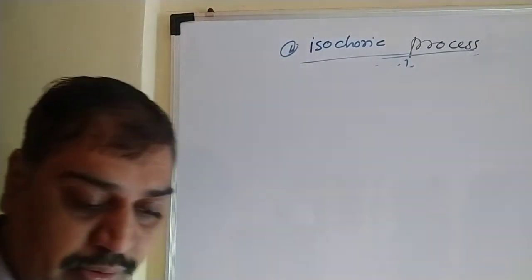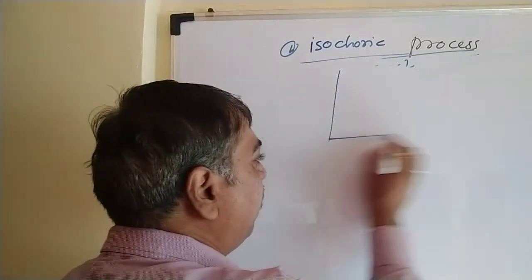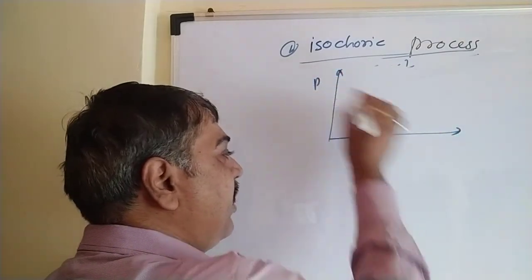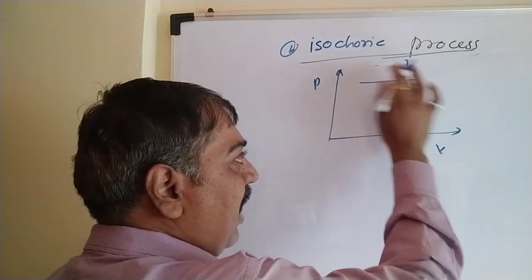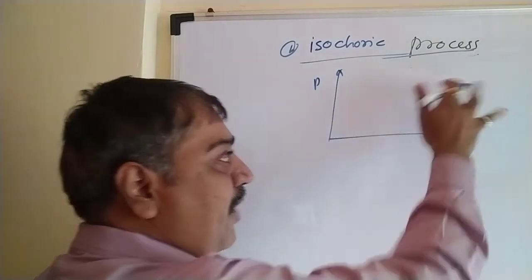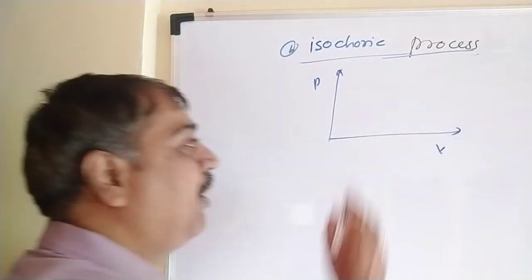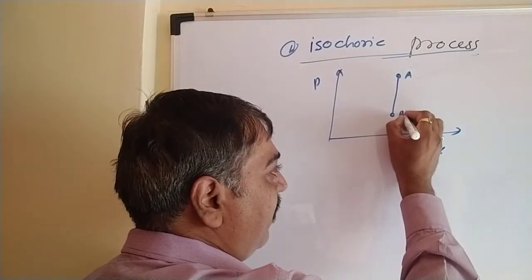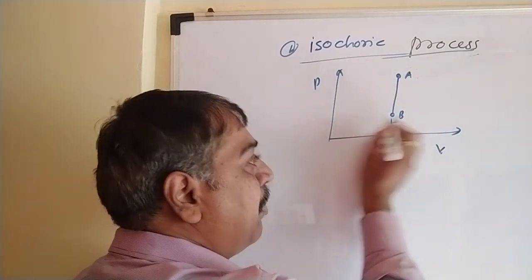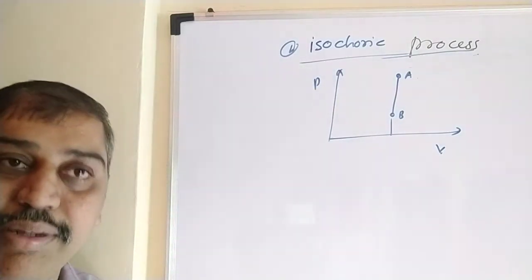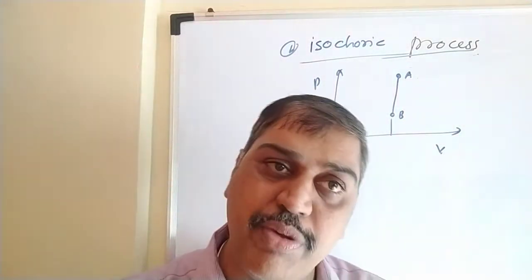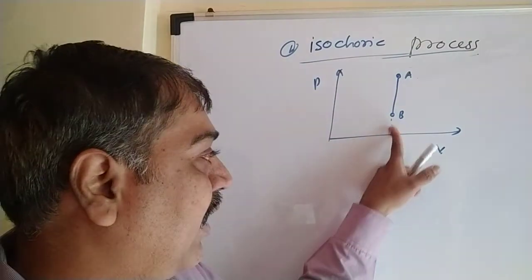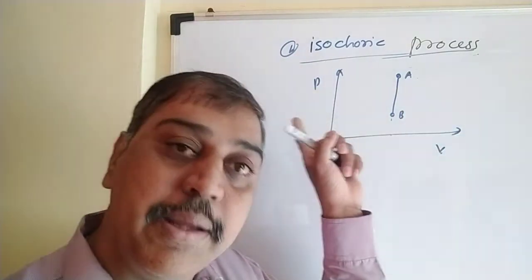Again they have drawn the PV diagram. I will try to draw the PV diagram. So here it is P, here it is V. Initially we drew it horizontal because pressure is constant. Now it is exactly vertical. Why so? Here it is A, here it is B. Because the volume is constant, pressure and temperature are changing, and volume is constant. So it is exactly vertical. Initially it is horizontal because pressure is constant.